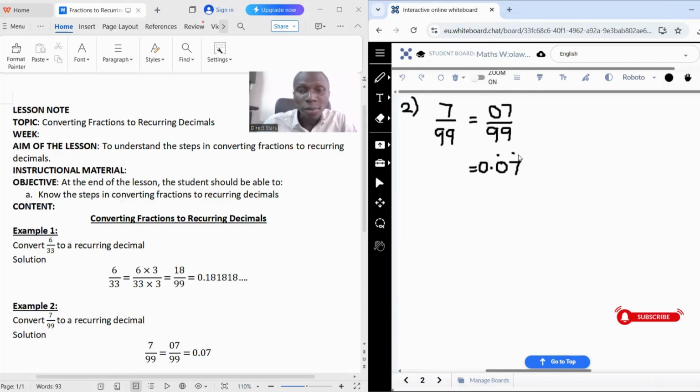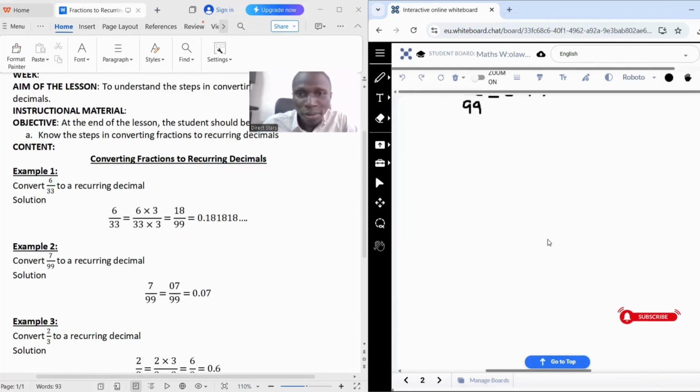So it's very much important for the digits to be the same, because now if we look at this, if we have this to be 7/99, we can't have the recurring decimal to be 0.7. No, this won't be the recurring decimal. This is wrong, while this is the right way. So you just have to make sure that the digits for both the numerator and the denominator are the same. So move to example 3.